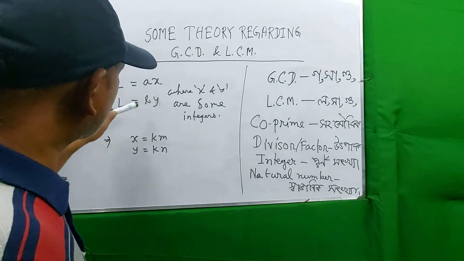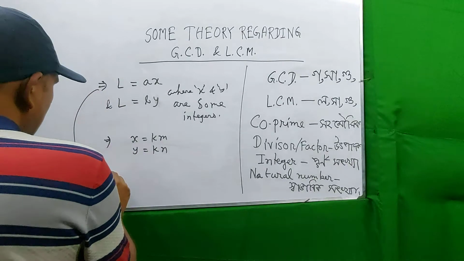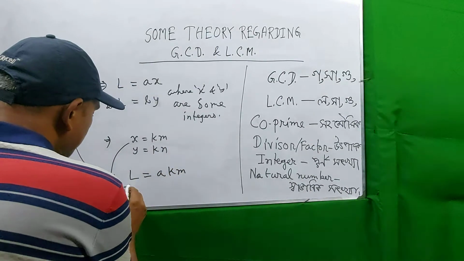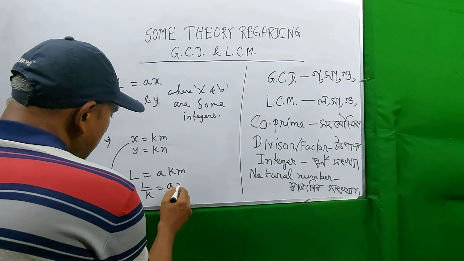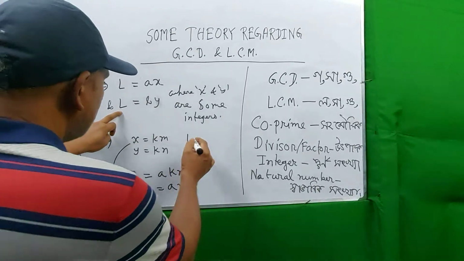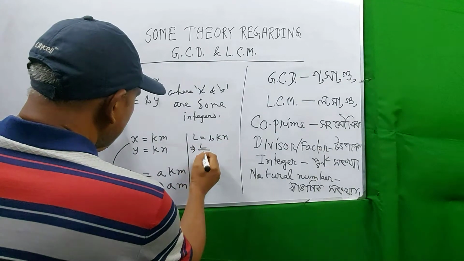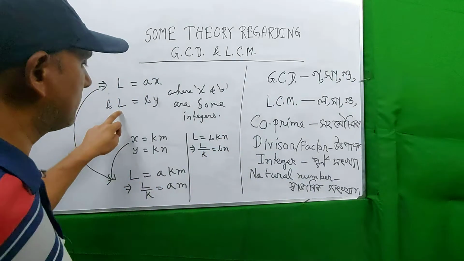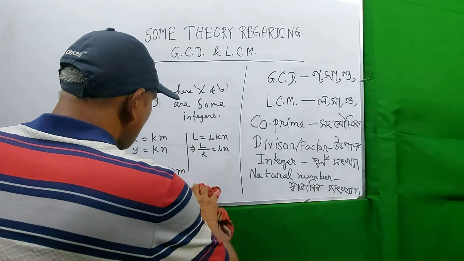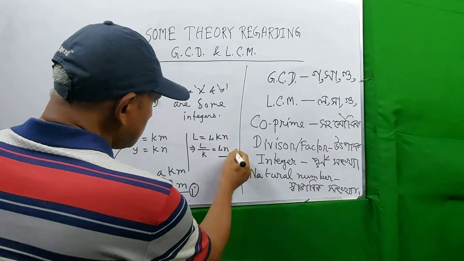Now putting these two values of x and y into the first two equations, we get L is equal to AKM, that is L by K is equal to AM. Similarly, if we put the value of y into the second equation, we get L is equal to BKN, that means L by K is equal to BN. Now we can number the last two equations. Suppose this equation is 1 and this equation is 2.